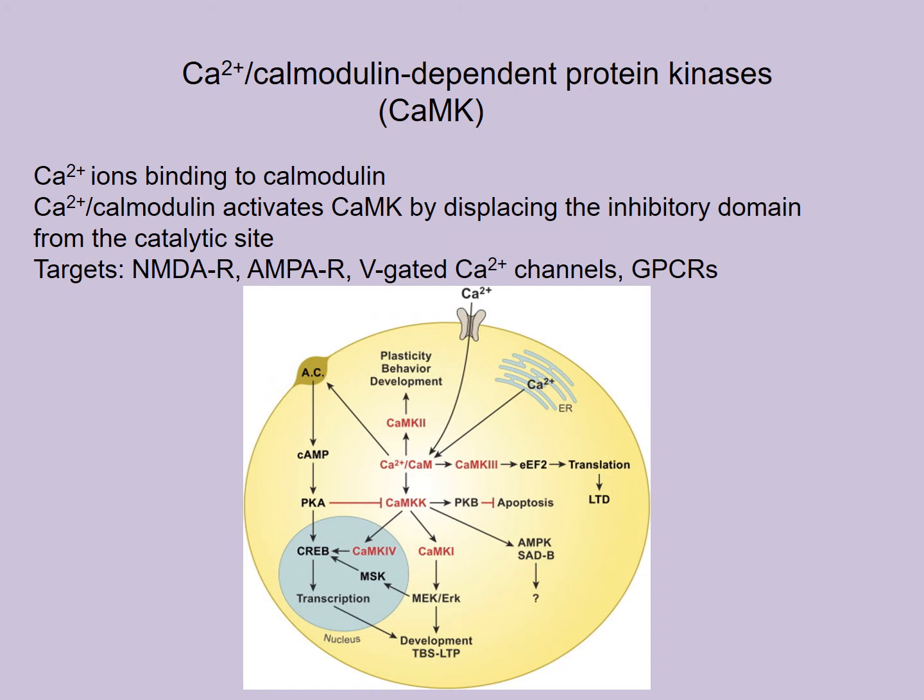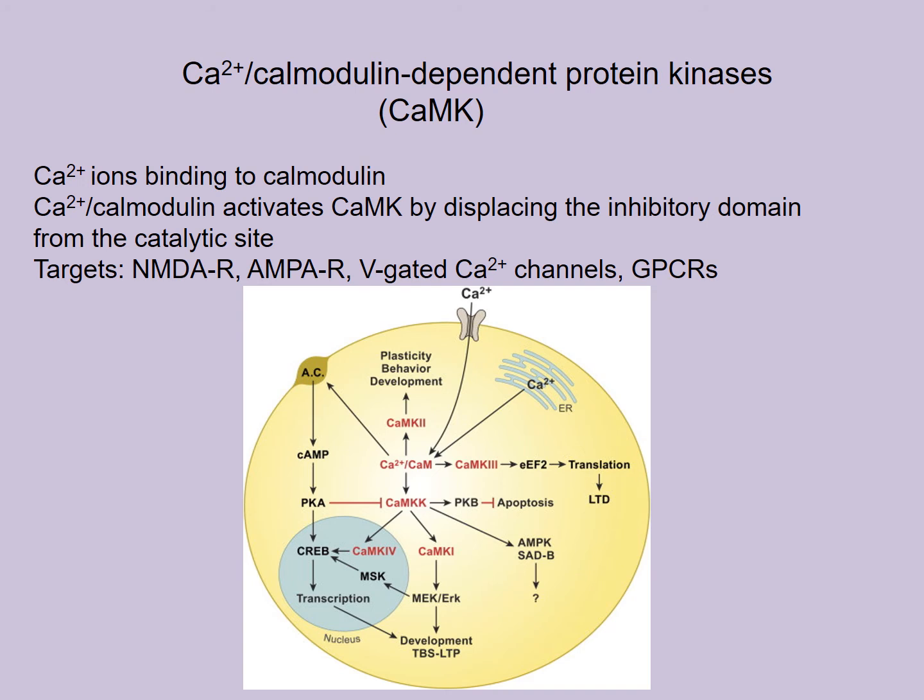So one of the most common thoughts when you talk about calmodulin and calcium are calcium calmodulin dependent protein kinases, otherwise known as CAM kinases. They're a group of kinases, again a family. So we have CAM kinase 1, 2, 3, 4, and they are activated in a different way, which is shown in this schematic. Pretty much, calcium ions are going to bind to calmodulin, and it will activate CAM kinases by displacing the inhibitory domain from the catalytic site.